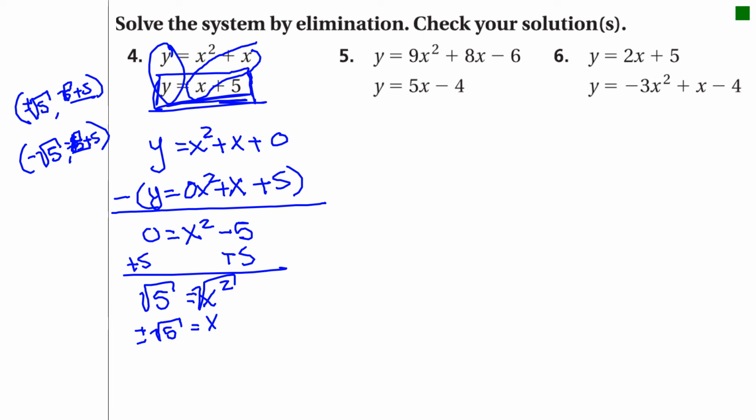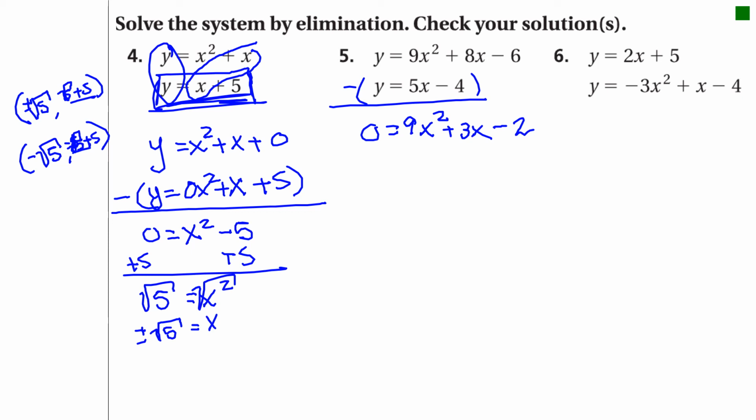All right, let's go to problem number 5, elimination. Do we have anything we can eliminate here? We kind of want to eliminate as much as possible. We can at least eliminate with subtraction our y's, so let's see what happens. y minus y is 0. 9x squared minus no x squared down here is still 9x squared. 8x minus 5x leaves us 3 x's, and negative 6 minus a negative 4 turns into negative 6 plus 4, which is minus 2.